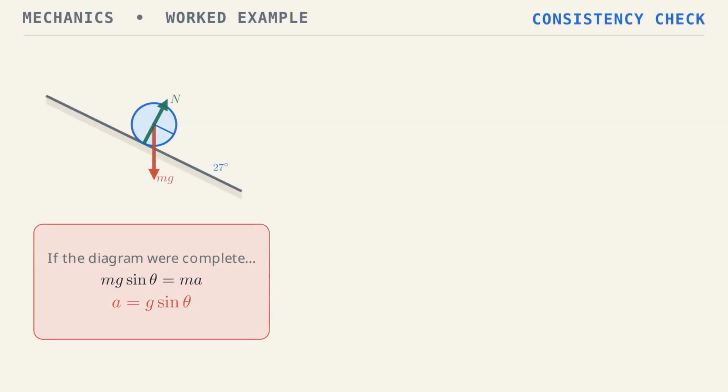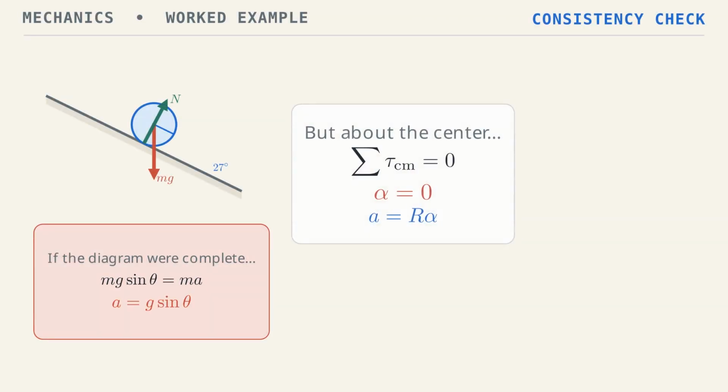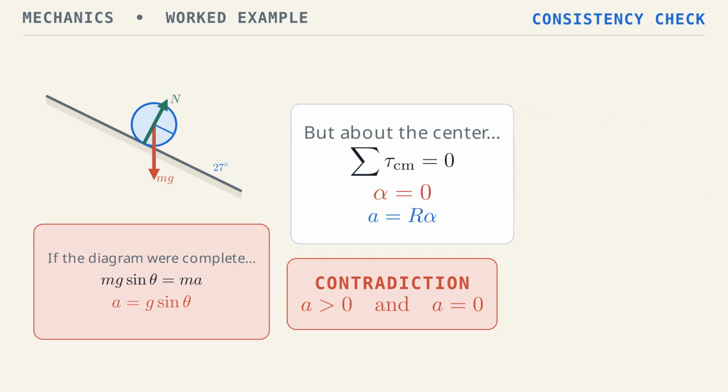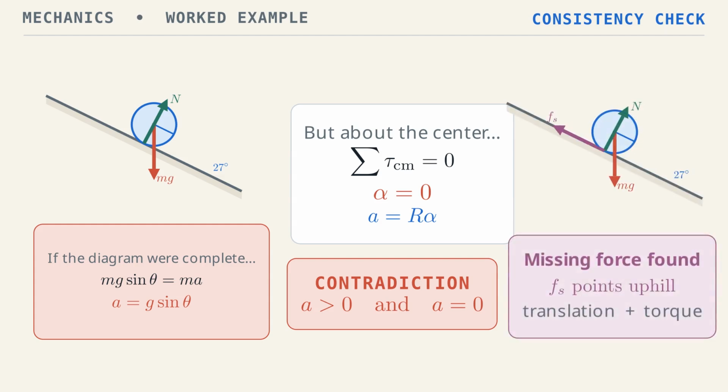Now perform a consistency check. If gravity and the normal force were the complete force diagram, the equation along the incline would give a equals g sine theta. But about the center of mass, both of those forces have zero torque. That would give zero angular acceleration. Rolling requires a equals R alpha. So the two conclusions cannot both be true.